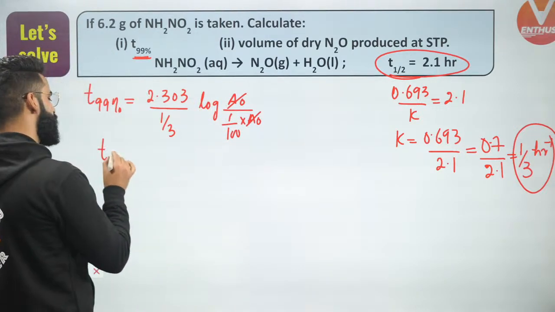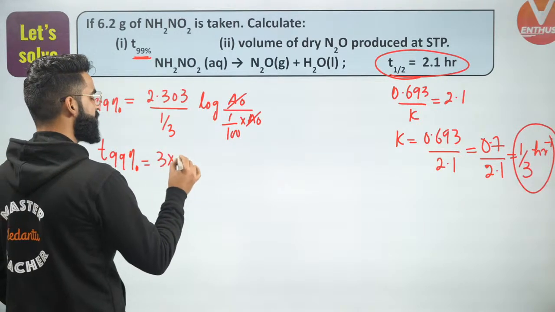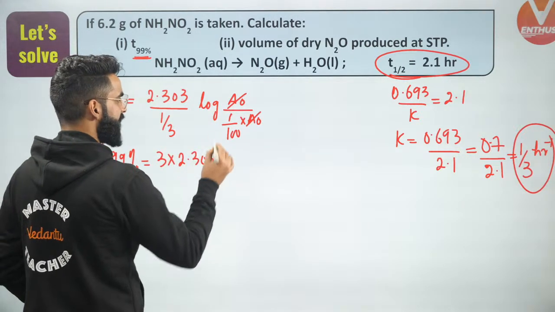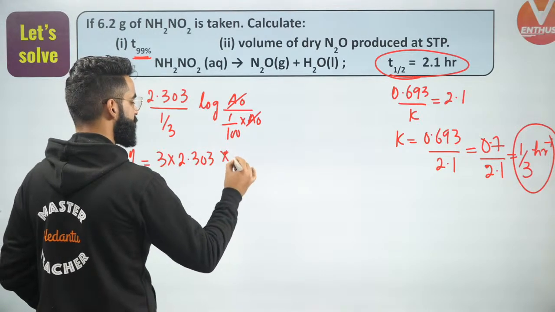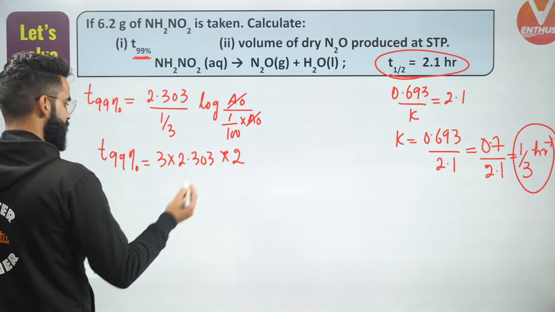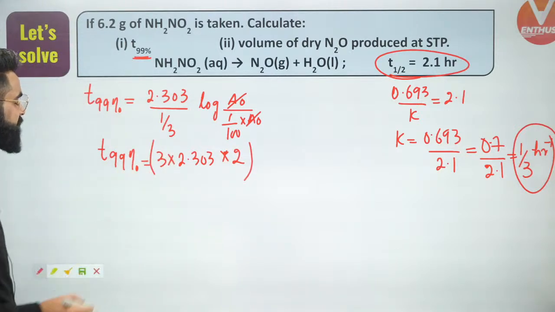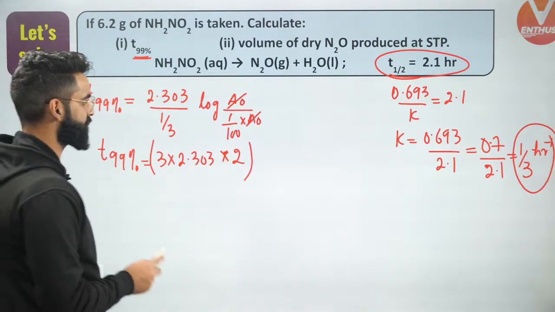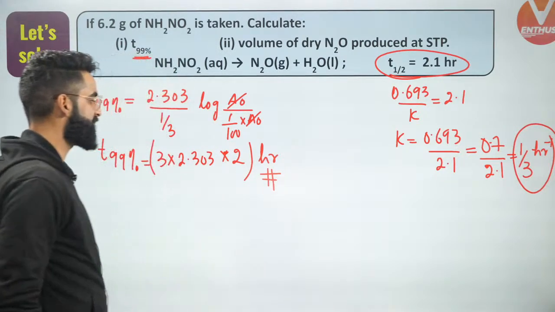The time taken to complete 99% of the reaction is going to be 3 multiplied by 2.303 times log of 10 to the power 2, which is 2 log 10, which is simply 2. Just calculate this value and you'll get the answer. This is the time taken to complete 99% of the reaction, and the answer will be in hours.